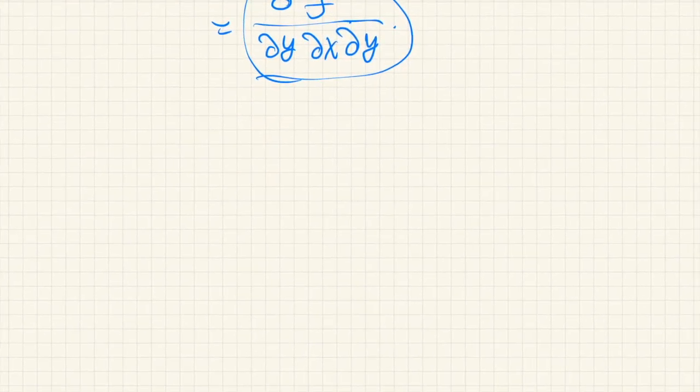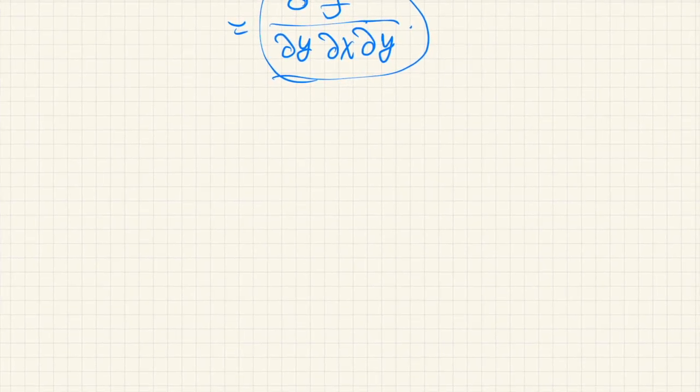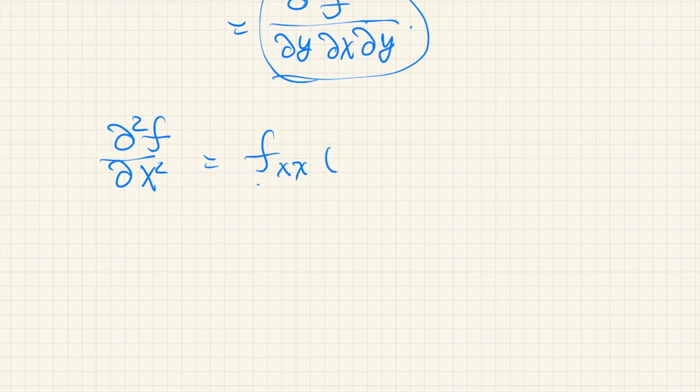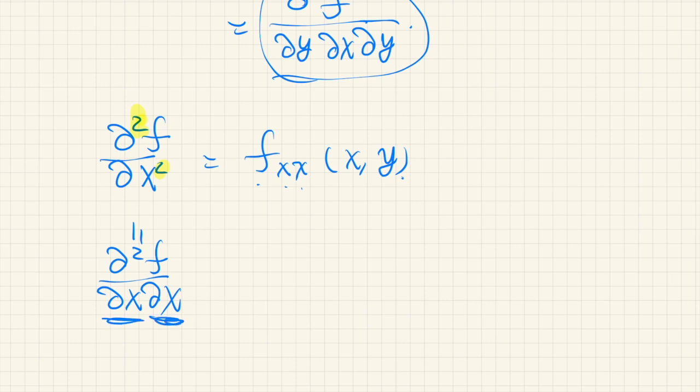By the way, we usually write something like this to mean the second derivative fxx of xy. So 2 comes here in the numerator and 2 comes here in the denominator, so don't get confused. This is of course the same as this, xx. So instead of repeating this, we write something like this.